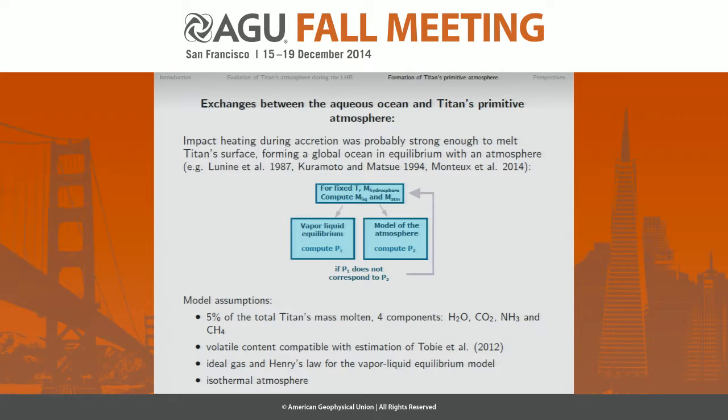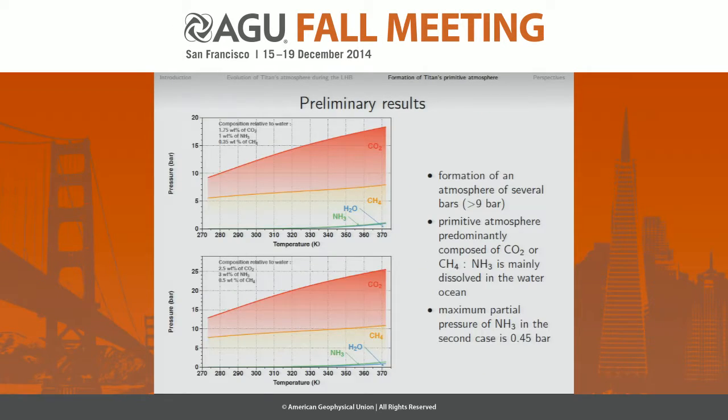We do this model for four components: water, carbon dioxide, ammonia, and methane. We take a volatile content compatible with the estimation of Tobie et al. 2012. For the vapor-liquid equilibrium models, for the vapor phase we take an ideal gas model for now, and Henry's law for the liquid phase. And for the atmosphere, we are modeling an isothermal atmosphere.